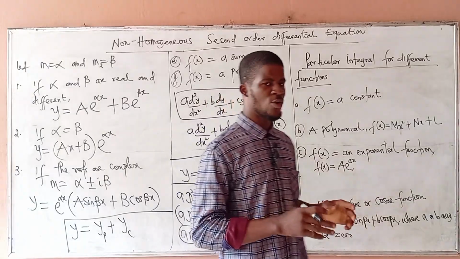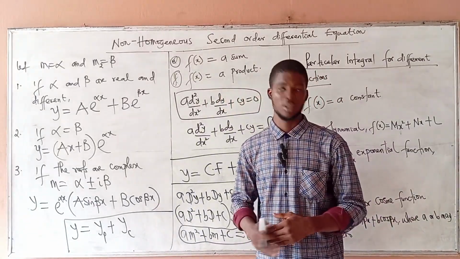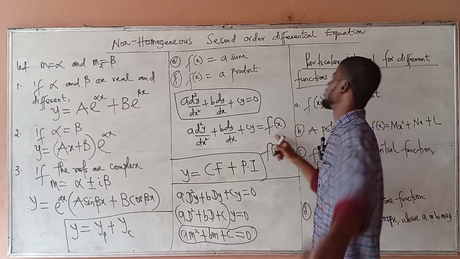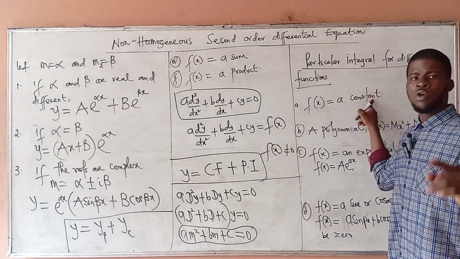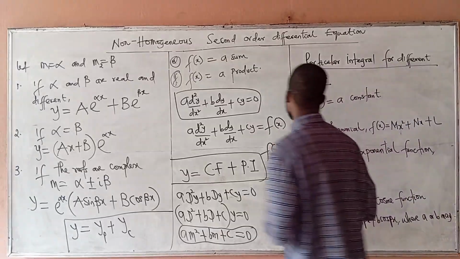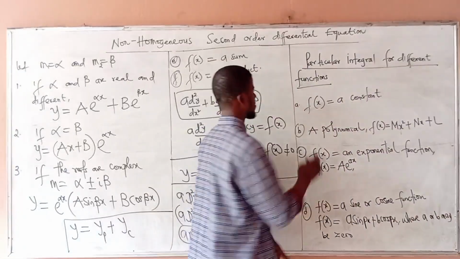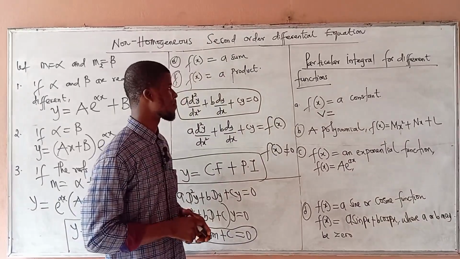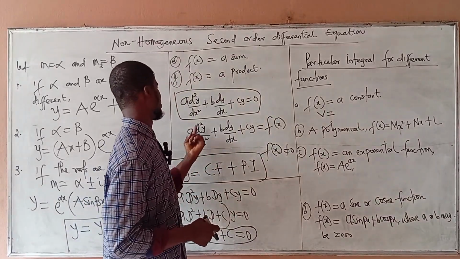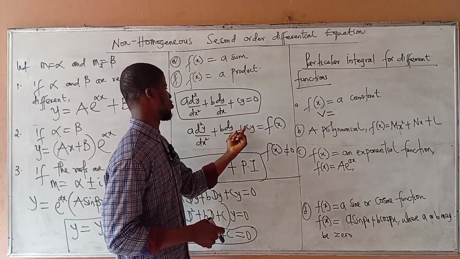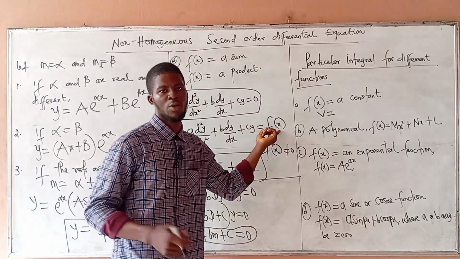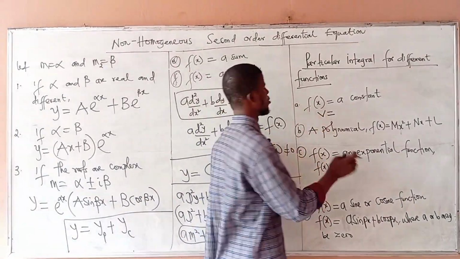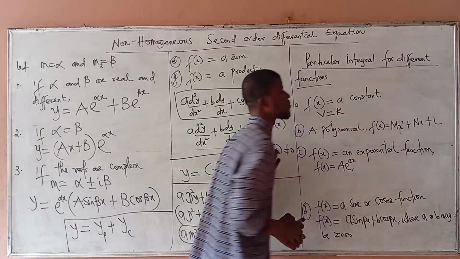If I'm solving a second order differential equation that is non-homogeneous, and I have a function at the right hand side that is a constant, what will be my particular integral? This is the guess. Let v, I'll be using v all through as the particular integral. So just follow me. If, for example, I have a d squared y dx squared plus b dy dx plus cy equals 4, 4 is a constant, my particular integral v should be a constant.